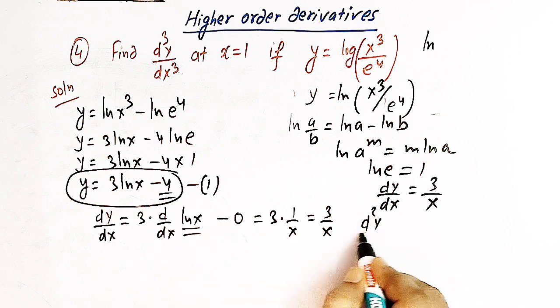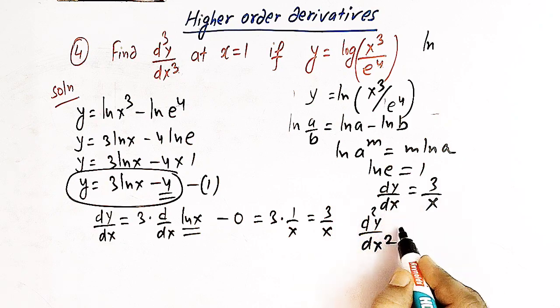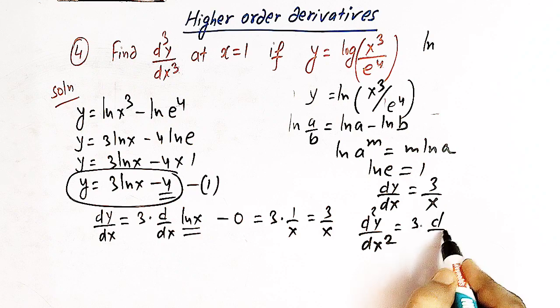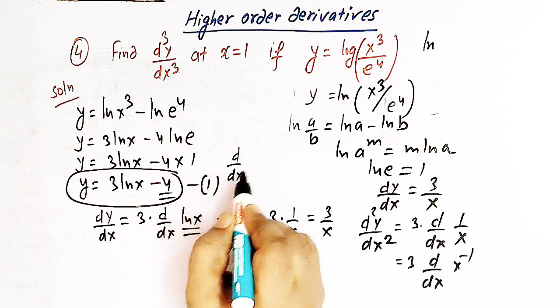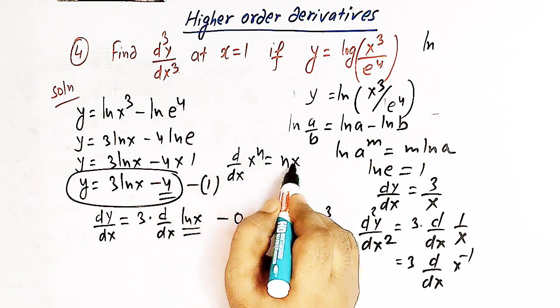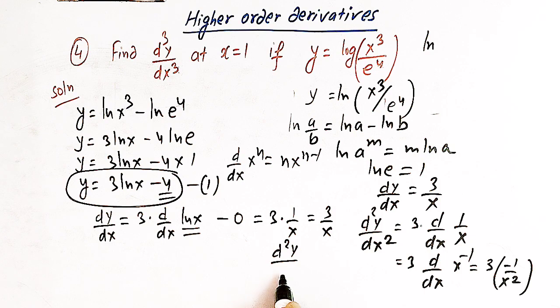Now the second derivative is given by differentiating both sides with respect to x. So we have 3 times the derivative of 1 over x. So this is 3, the derivative of x raised to minus 1, and using the power rule for differentiation, that is n x raised to n minus 1, we have 3 times minus 1 over x square, right? So the second derivative d2y over dx2 is given by minus 3 over x square.